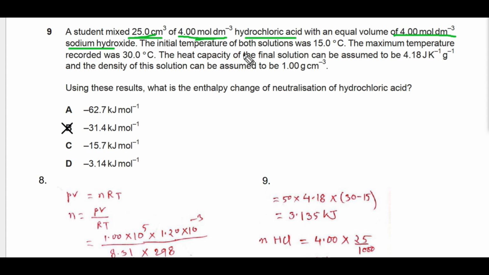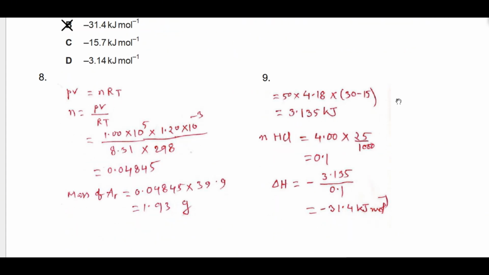The initial temperature of both solutions was 15 degrees centigrade. The maximum temperature recorded was 30 degrees centigrade. The heat capacity of the final solution can be assumed to be 4.18 and the density of the solution can be assumed to be 1 gram per centimeter cube. Use this result. What is the enthalpy change of neutralization of hydrochloric acid? So this answer will be B, minus 31.4 kilojoule per mole. Now how you will calculate, you can get an idea from this.